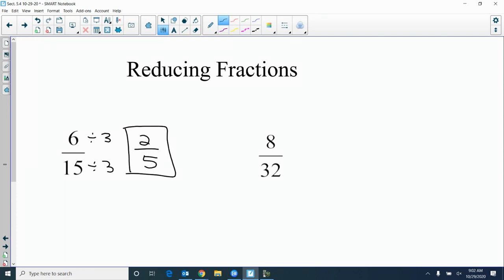So 8 and 32, I say, all right, can I reduce it? You come up with any number that goes into both of those. 4. All right, so let's divide by 4. Hold on, Zach, I know what you're going to say. Divide by 4. What's 8 divided by 4? 2. What's 32 divided by 4? 8. Now you've got to look, can it reduce further? Can something go into 2 and 8?